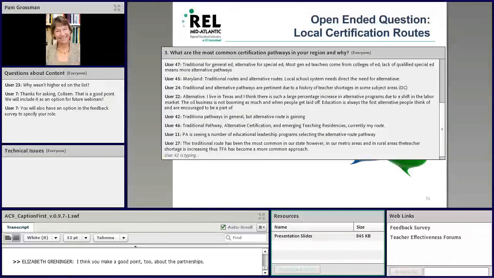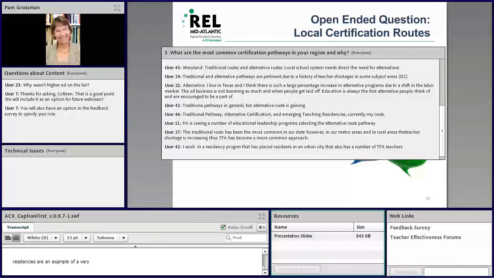I think you make a good point, too, about those partnerships. The stronger partnerships we have between programs, whether it's a university-based program or an alternative route, these partnerships strengthen the pre-service preparation because the knowledge about the setting that the teachers are ultimately going to end up in helps to frame the preparation that's happening, and they're both being responsive to the needs of the other. And do you find that that's the case in long-term partnerships? Yes, I think those partnerships make an enormous difference. And again, the residencies are an example of a very formal partnership, but professional development school models are another.